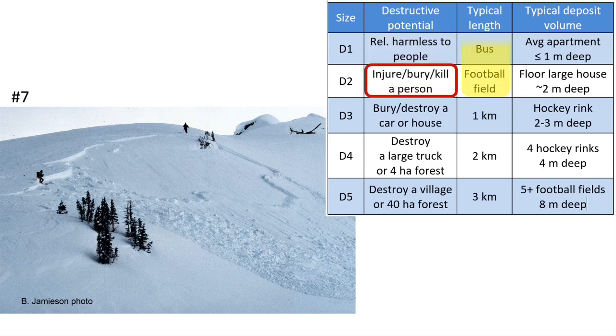Its length is about 2 bus lengths long and substantially shorter than a football field. The deposit is closer to being able to fill an apartment 1 meter deep than the ground floor of a large house 2 meters deep. Since we are confident in the destructive potential, this avalanche is a D2.